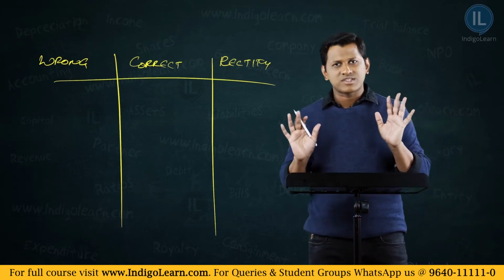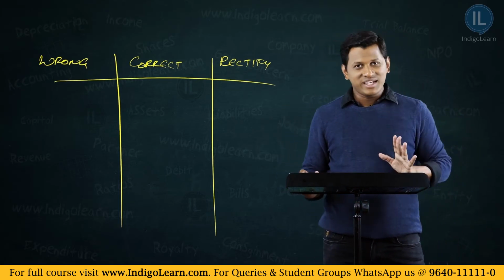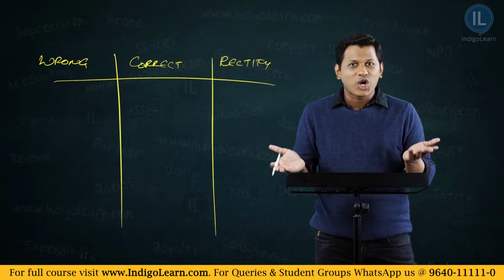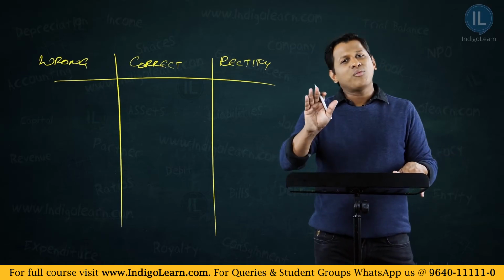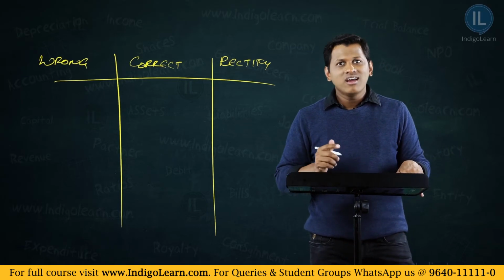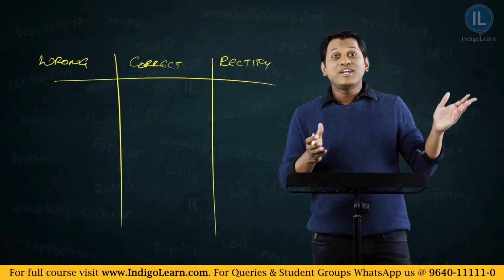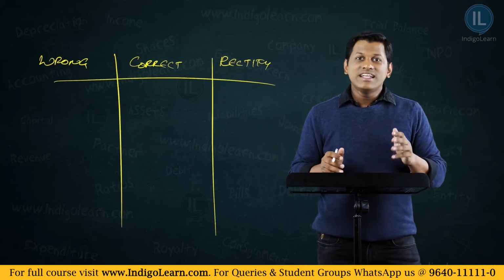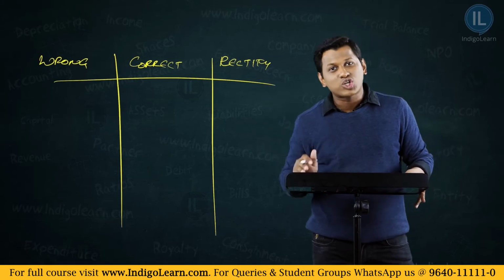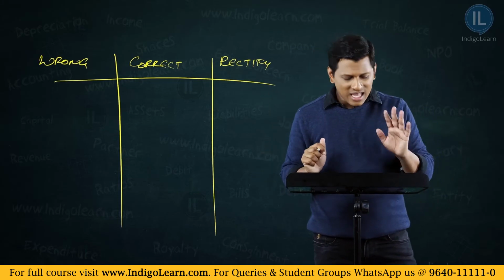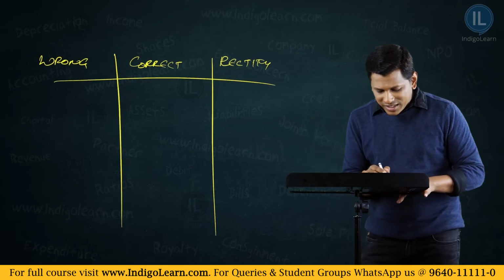Okay, 3 aspects. What is the wrong entry? First of all, whatever was done, we should see whether it is wrong or not. If the company purchased machinery, it is not debited to an item of P&L, it should be debited to an asset account. Instead of debiting the asset, they debited purchases.